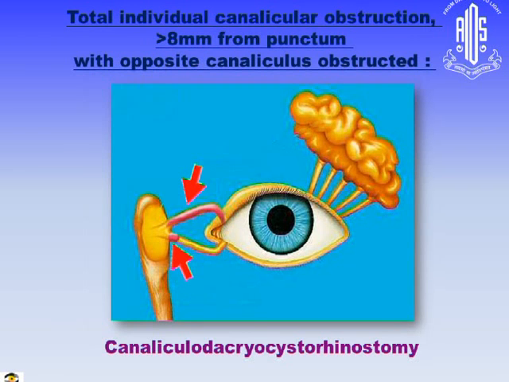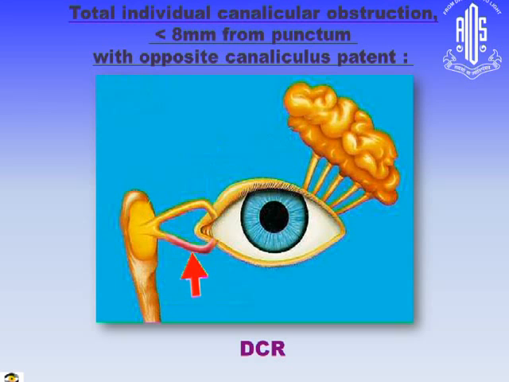But the condition is a little more severe when the upper canaliculus or the other canaliculus is completely blocked. So in these conditions, our options are very limited. Options are there, so we can go for canalicular anastomosis. This is another condition where you can get a block, but the block is in such a way that there is no good amount of healthy canaliculus within 8 millimeter of the punctum, but the other canaliculus is still patent. So you can go for DCR surgery.